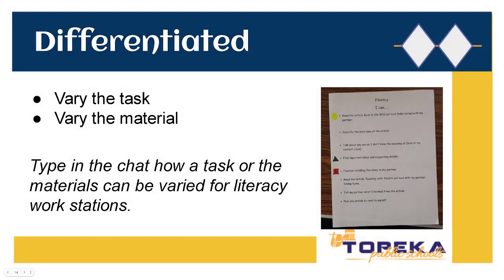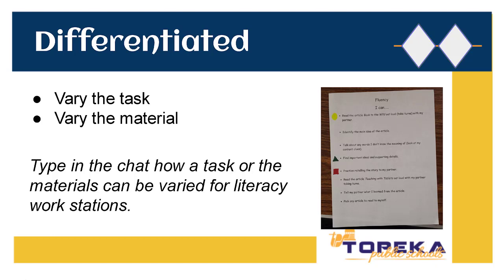So when we look at differentiation in literacy workstations, really what this means is how can we vary the task and vary the material? And on the screen you will see a picture of an I can statement, and this one is for fluency, and you'll see the circle, the triangle, and the square. So this is where you're varying the task. Maybe the circle group is reading and taking turns reading with a partner. Your triangle group is finding important ideas and supporting detail, while your group that has the red square is practicing retelling. So that is varying the task.